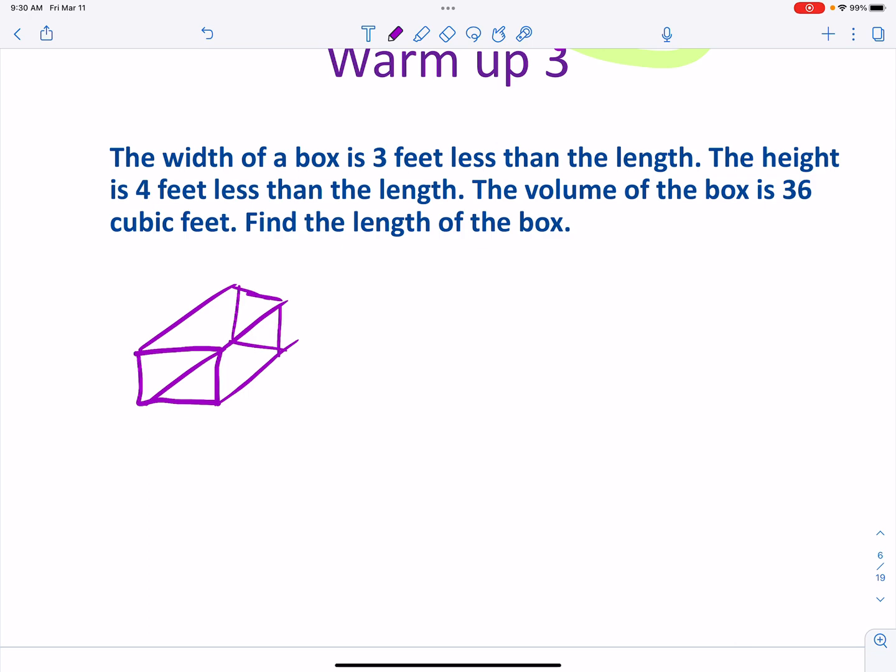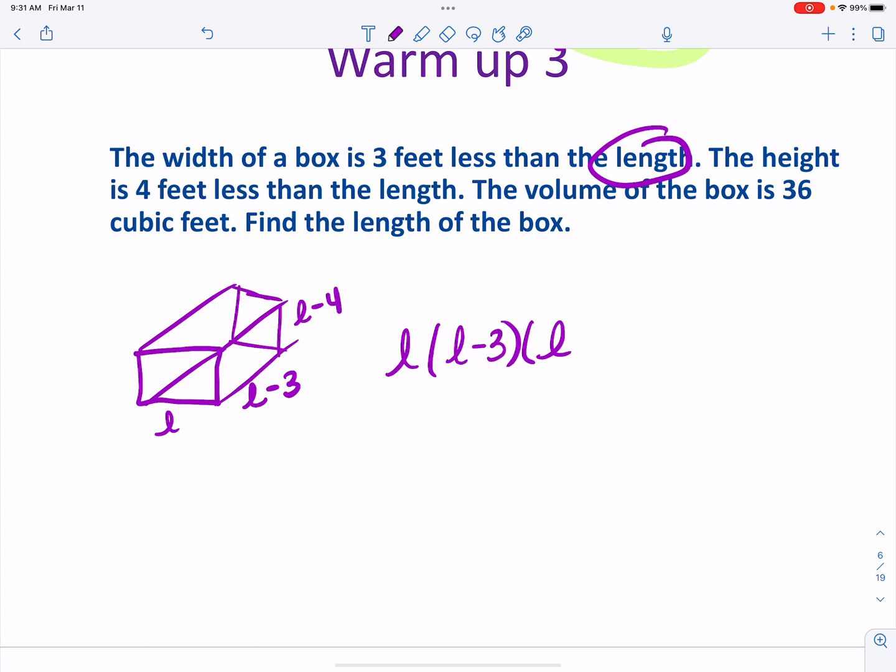So it's saying everything is going around the length. The width of the box is 3 less. So I don't know which one we're going to make width. So I'm going to say the width of the box is 3 less than the length, so L minus 3. The height of the box is 4 less than the length. And there's my length right there. The volume is 36. So wouldn't that be L times L minus 3 times L minus 4 equals 36.